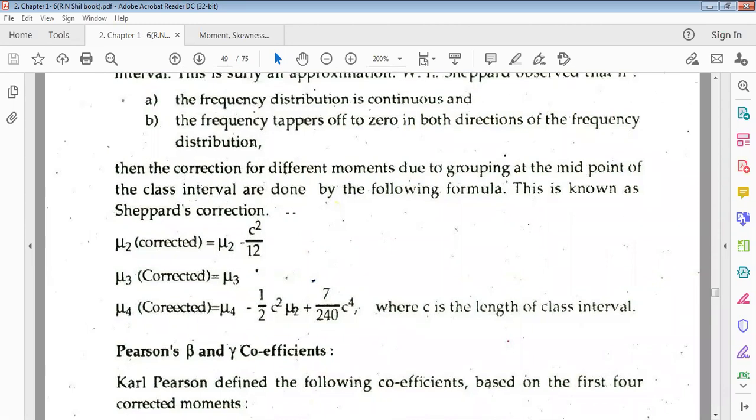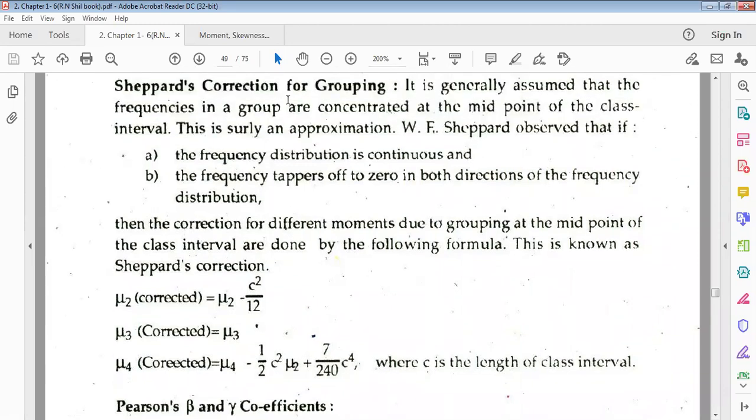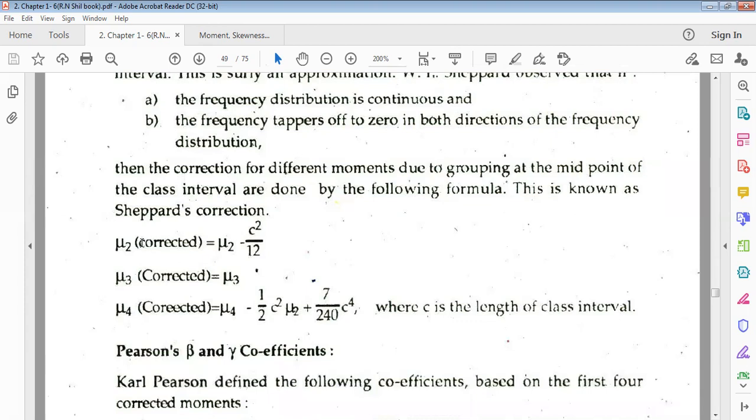Now, what is Sheppard's correction? Actually, Sheppard's correction for grouping: it's generally assumed that the frequencies in a group are concentrated at the midpoint of the class interval. This is surely an approximation. W.F. Sheppard observed that if the frequency distribution is continuous and the frequency tails off to 0 in both directions of the frequency distribution, then you have to use Sheppard's correction.